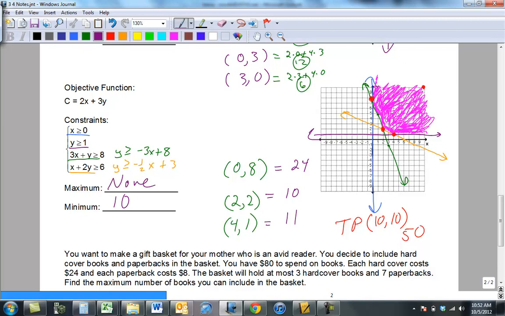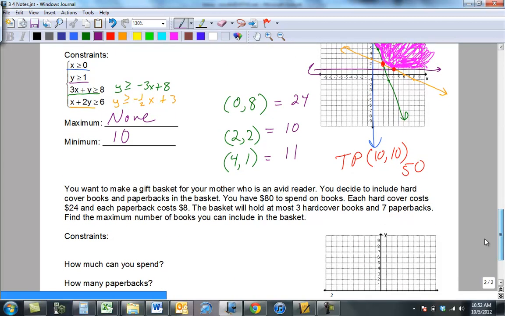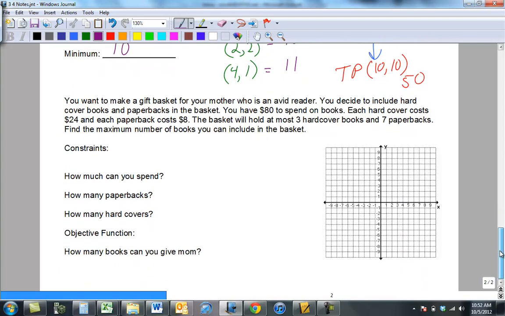All right, so because this is unbounded, it only has a maximum or a minimum, not both. All right, so this word problem, if you want to take a crack at it, go for it. Otherwise, we'll talk about that in class on Monday or later. Smith out!